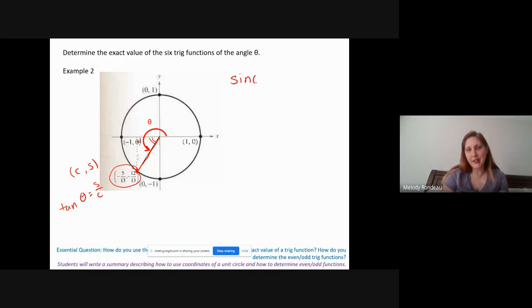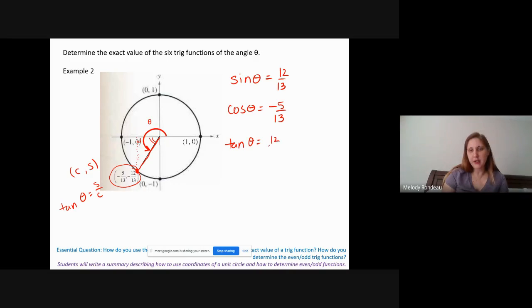I'm going to start with sine. Sine is the y value, so it would be 12/13. Then I have cosine. That's the x value, so -5/13. Then I have tangent. And here's where we get to use that super cool trick.